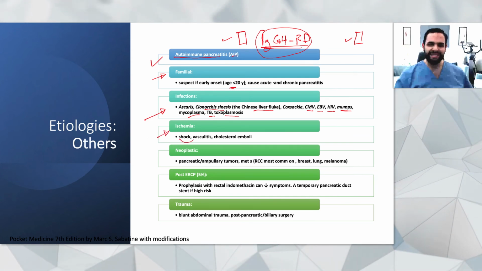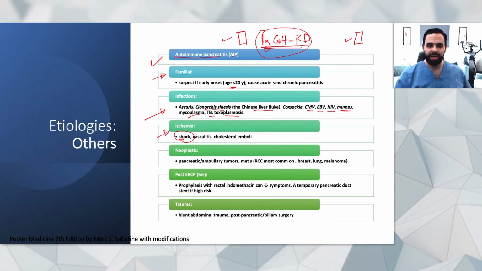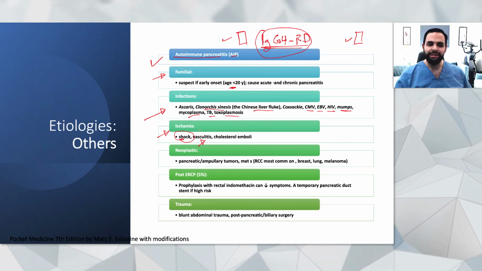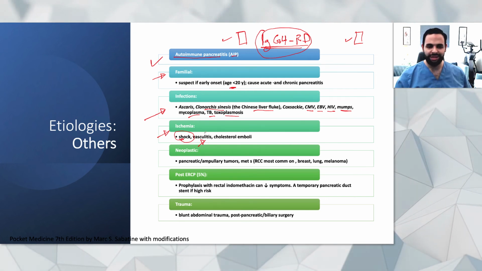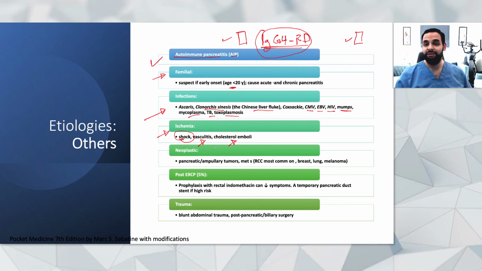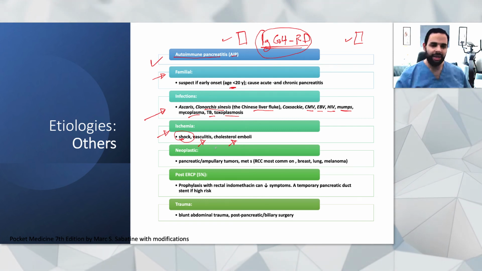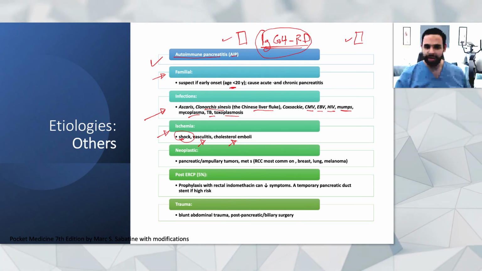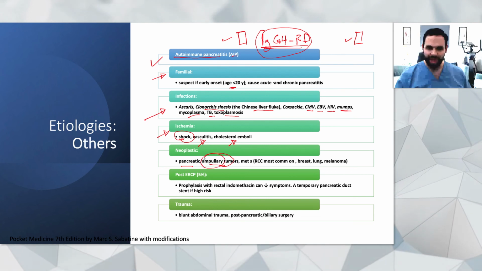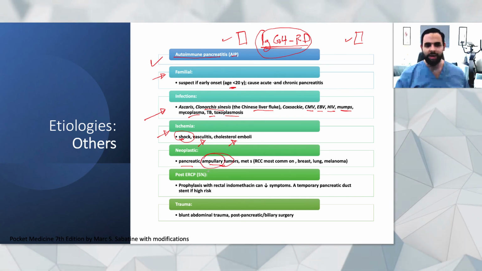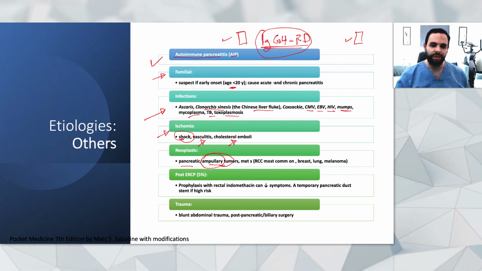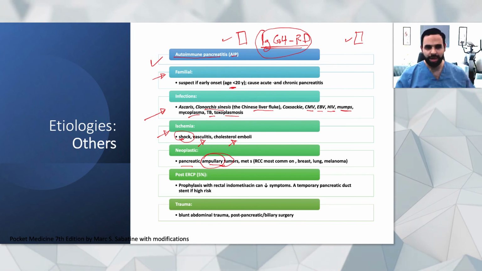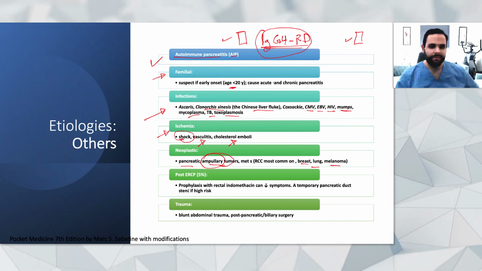Ischemia. A systemic shock can mean that most organs are hypoperfused, including the pancreas, and so that causes ischemia. Vasculitis can cause local as well as systemic issues, and cholesterol emboli, even infective endocarditis, can cause a septic embolus, and that can cause ischemic pancreatitis. Neoplastic causes include pancreatic and ampullary tumors. Ampullary tumors are definitely a cause of pancreatitis because they obstruct the flow of pancreatic fluid, and of course, metastasis from other organ systems.